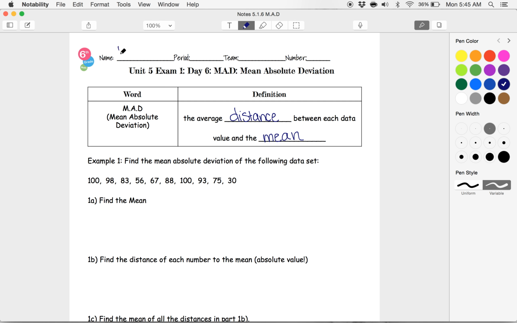And again, make sure you put your name on the top of your paper if you didn't remember to do so.